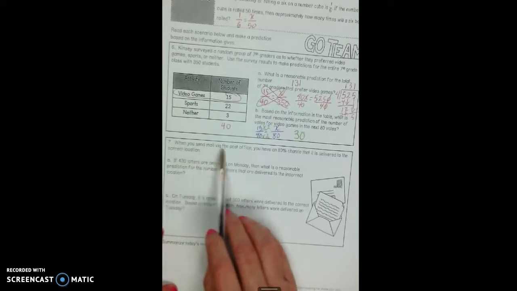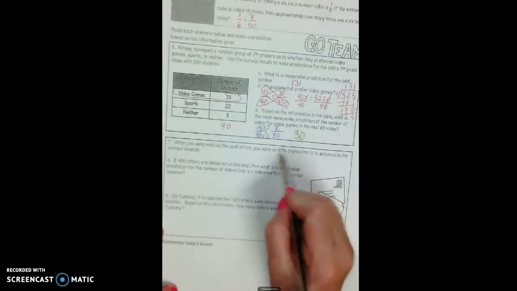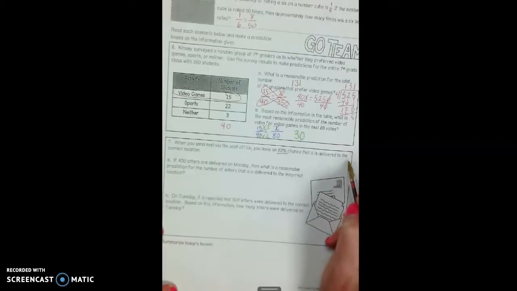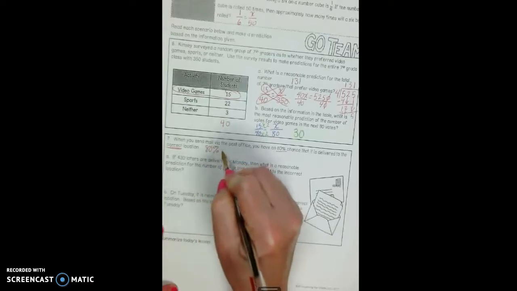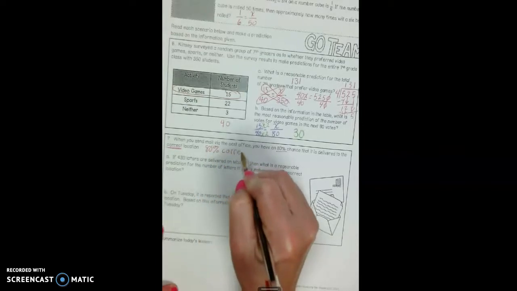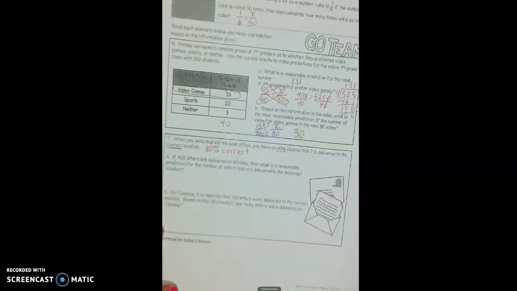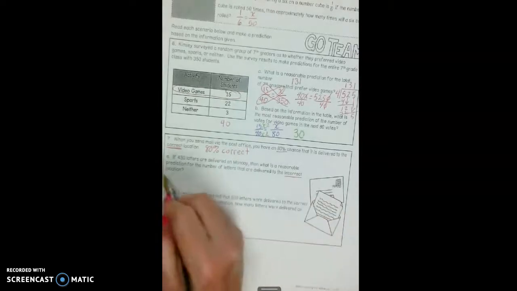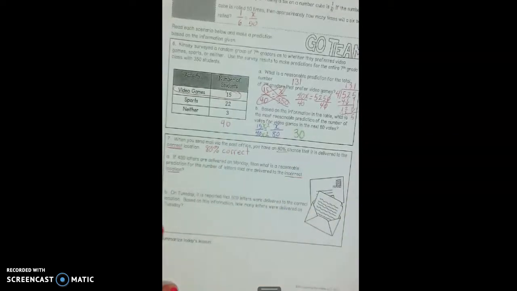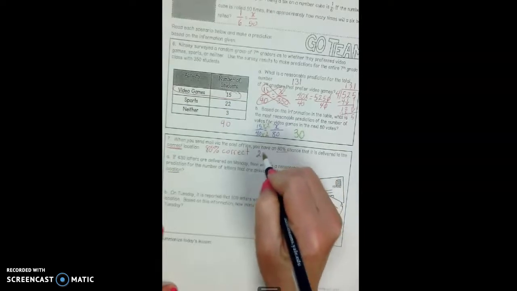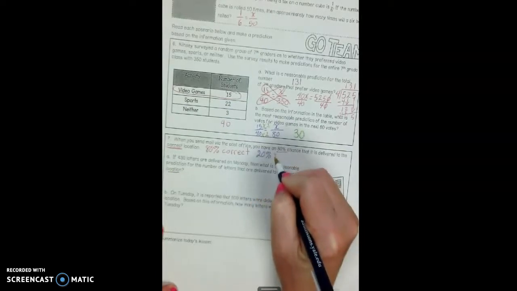When you send mail via the post office, you have an 80% chance that it is delivered to the correct location. So 80% gets delivered correctly. If 430 letters are delivered on Monday, what is a reasonable prediction for the number of letters that are delivered to the incorrect location? So 80% are correct. That means 20% are incorrect.